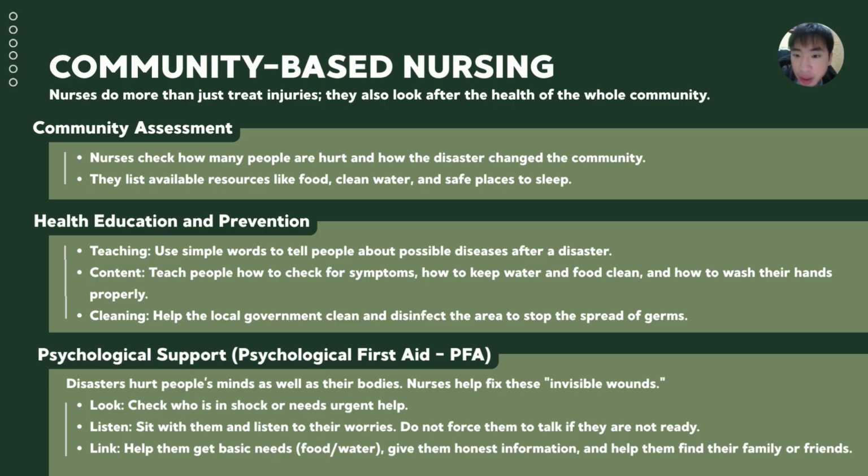Community assessment. Nurses check how many people are hurt and how the disaster changed the community. They list available resources like food, clean water, and safe places to sleep. Health education and prevention. Use simple words to tell people about possible diseases after a disaster. Content: teach people how to check for symptoms, how to keep water and food clean, and how to wash their hands properly.